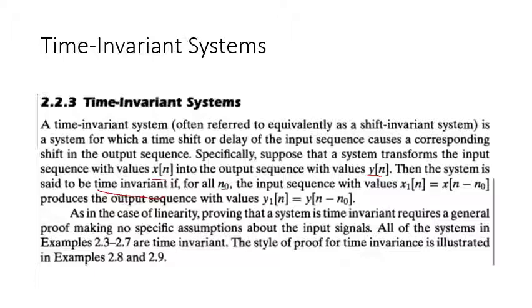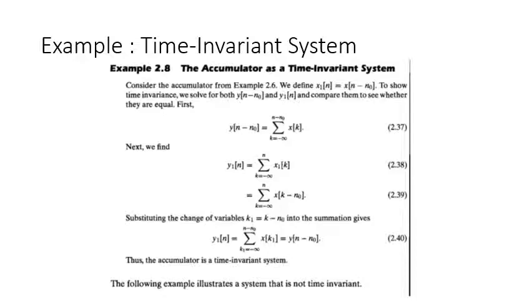If for all n naught, meaning for all delays, the delayed input sequence, as you can see here, produces the delayed output values, it means that if there is a delay at the input, there must be a delay at the output. So how can we prove whether the system is time invariant or not? Let's have a look at the next slide. Again, this is the same system, the accumulator, and we want to prove whether the system is time invariant or not.